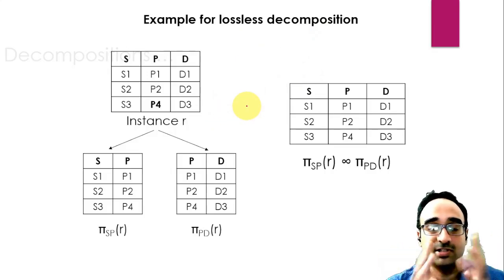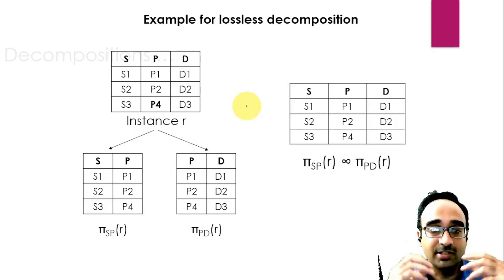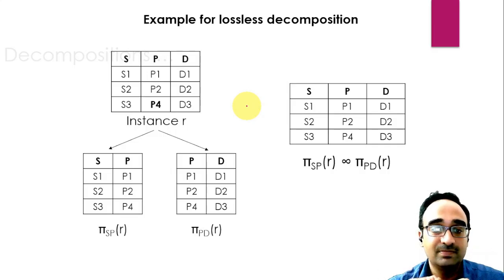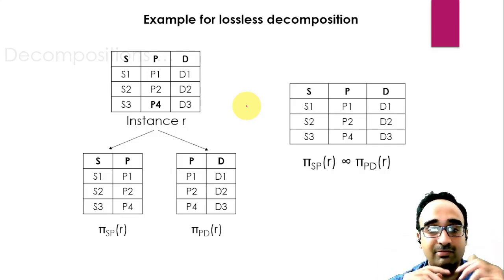So what is lossless decomposition? When you divide a large table into small tables and when you join them, you get the same original table, that is called lossless decomposition. So how to make the decomposition lossless? Whenever you decompose, take the common attribute and make it a key in either one of the tables. It need not be a key in all the tables. It should be a key in at least one table.